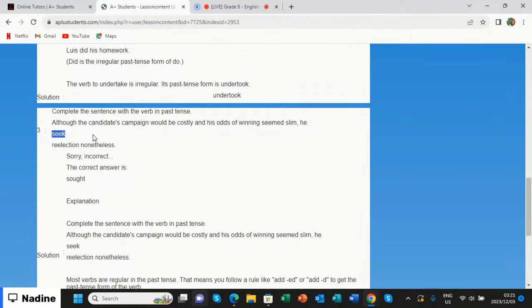And basically, based on the three examples of the activities that we did, undertake, undertook, seek, sought, sling, slung, these are irregular past tense verbs. And as you've noticed, there is no rule that you need to follow. You're just going to have to know what the specific verb is.